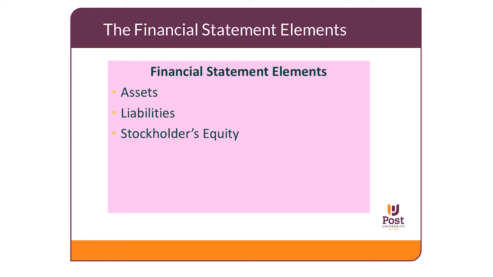Stockholders' equity is how much you own. This is the difference between your assets and your liabilities. For example, if you have a car that cost $10,000 and you owe $8,000 on it, which is your liability, your amount of ownership, which we call equity, is $2,000.